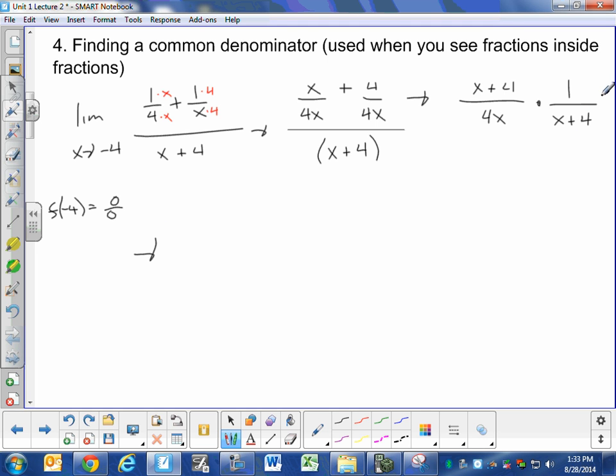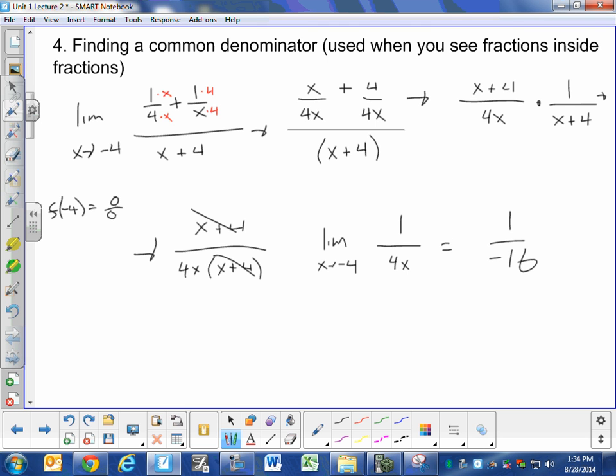Because what I can do with that is cancel right away, or if you want to just see the next step, you can have x plus 4 over 4x times the quantity x plus 4, combining my fractions. Those x plus 4's cancel, eliminating my problem, and I can find the limit as x approaches -4 of my new function. And that's -1/16.